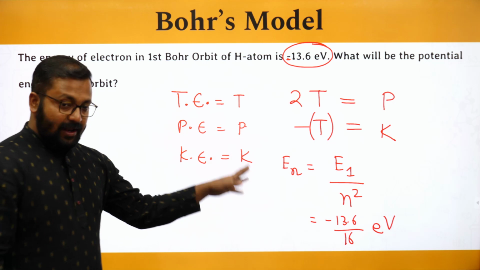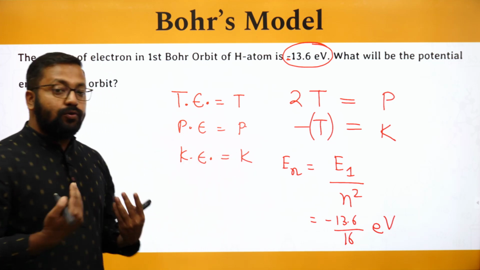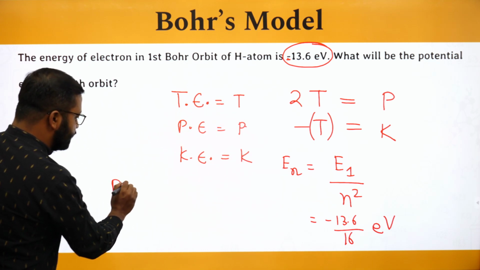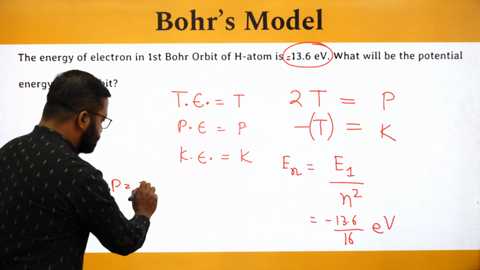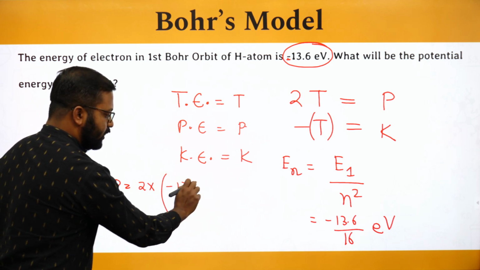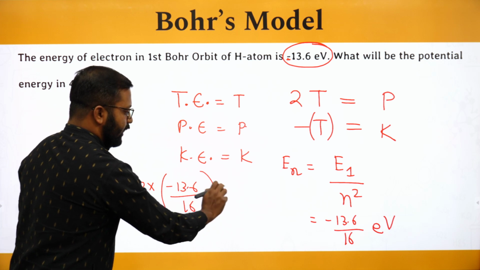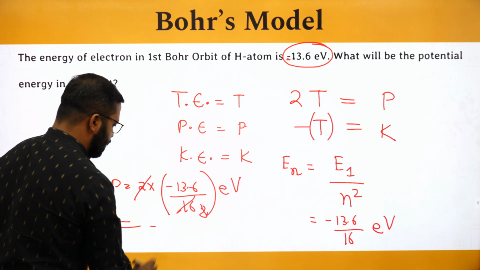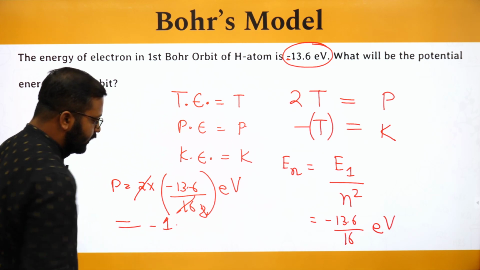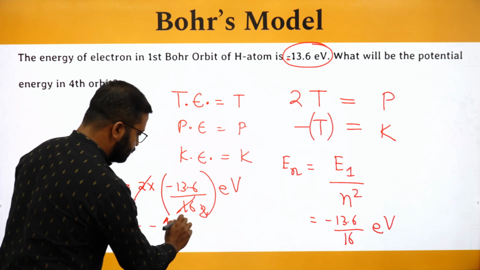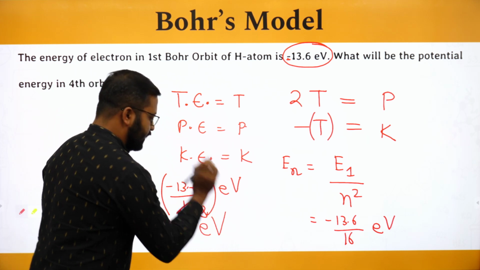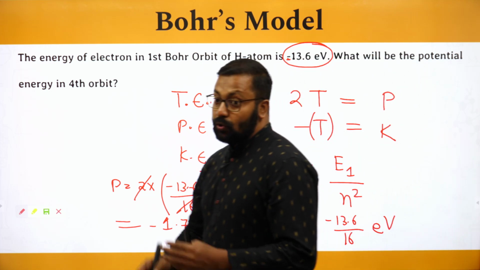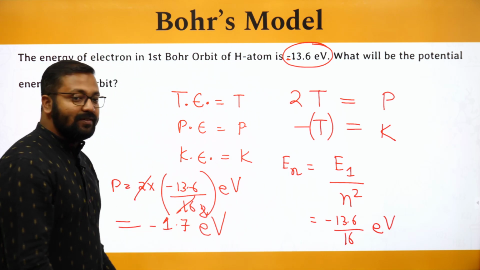Now whatever be the value of it, let's say we do not know the value of this, let's directly calculate potential energy. Potential energy will be twice of minus 13.6 by 16 electron volts. So this will be minus 1.7 electron volts. So the potential energy of the system turns out to be minus 1.7 electron volts.